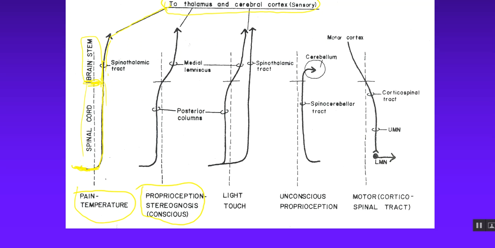Proprioception, conscious proprioception, comes in the spinal cord, stays on the same side for a little while as part of the dorsal columns, but crosses over right at the brainstem and then becomes the medial lemniscus up to the thalamus and the cortex for conscious awareness.